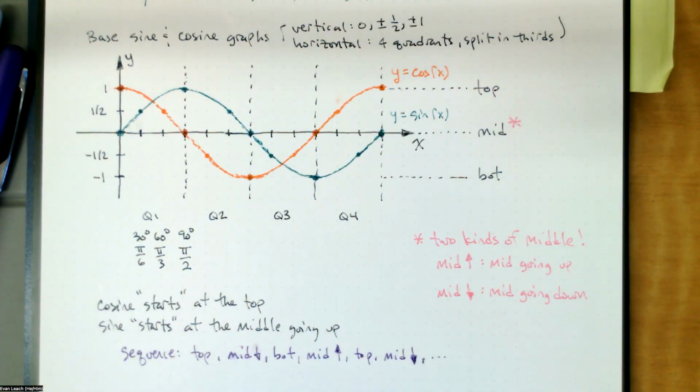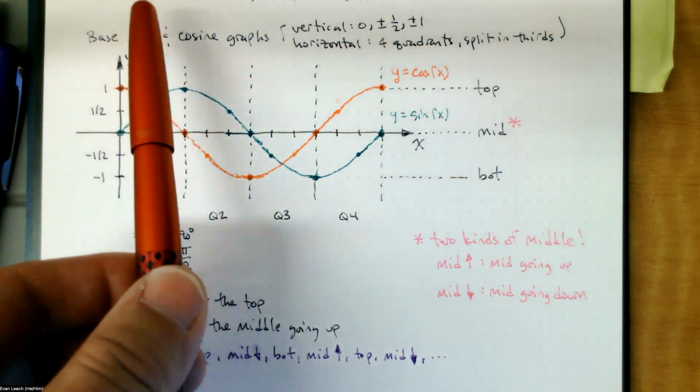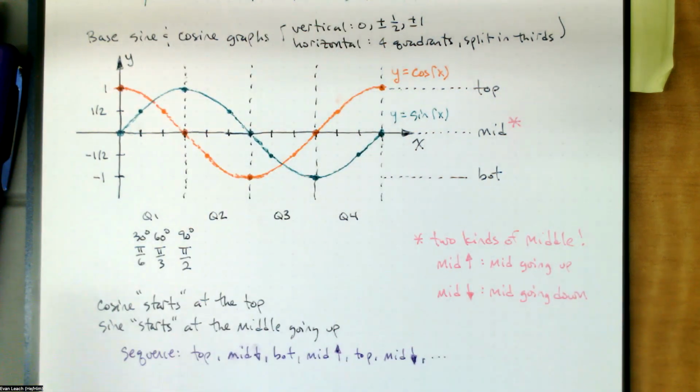So these are the three locations vertically I'm going to refer to: the top, the middle, and the bottom. We talked about making changes in the function and producing changes in the graph. So I'm going to name the distance from the middle to the top and the distance from the middle to the bottom. They're going to be the same distance, and we're going to call it the amplitude.